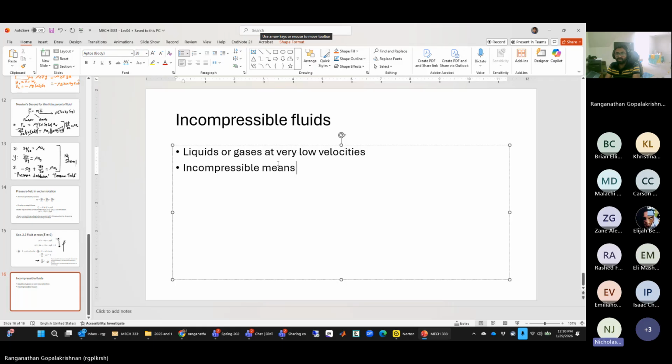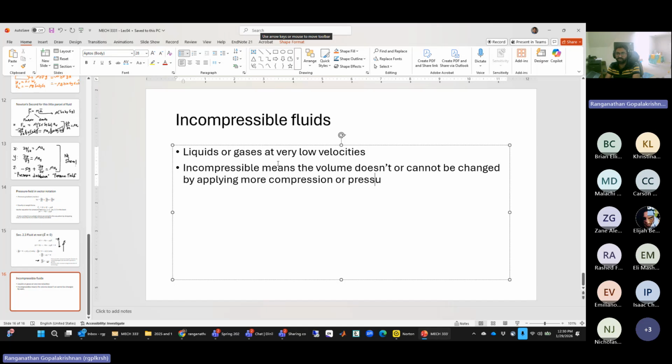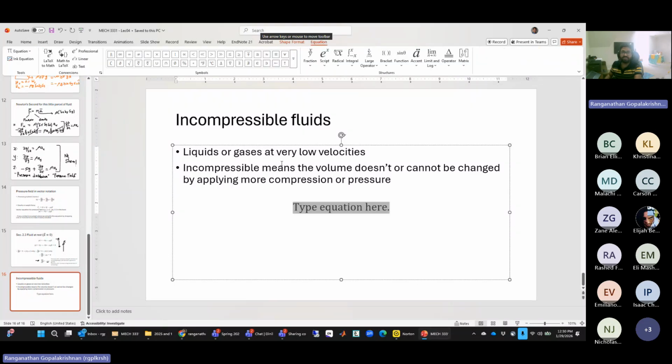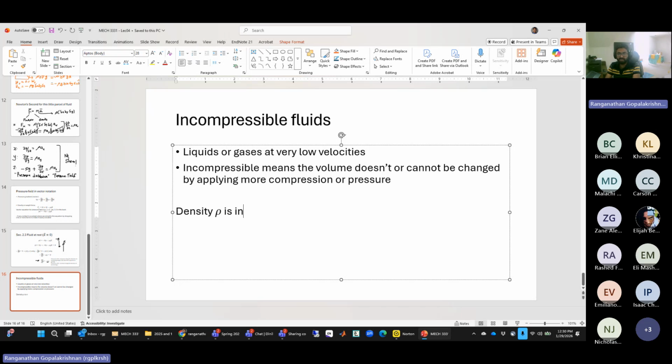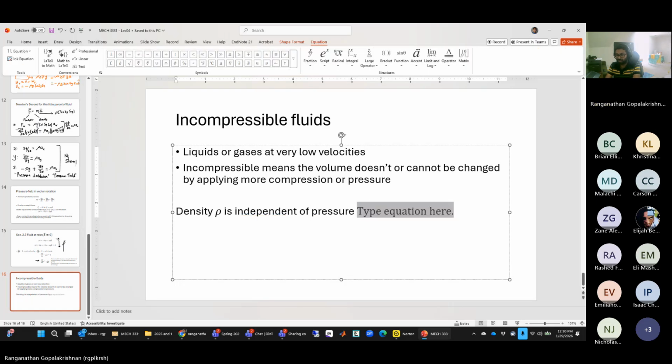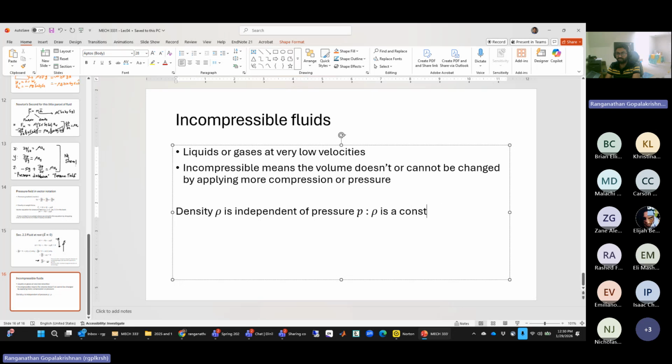Incompressible means its volume does not change with pressure. Exactly. The volume cannot be changed by applying more compression or pressure, or in other words, the density rho is independent of pressure P. It's like saying rho is just a number, a constant, which comes from the material's internal molecular structures and interactions. It's not related to the external pressure that you impose. Density rho is a constant.